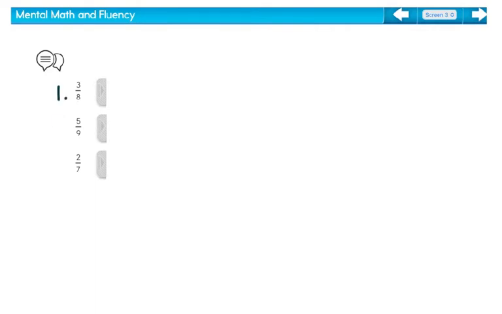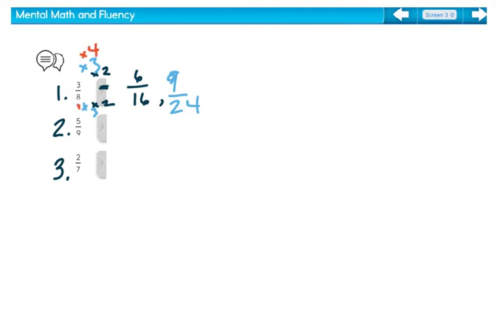So if I number these 1, 2, and 3, 3/8, I could multiply the numerator and denominator by 2 to get 6/16. That would be equivalent. Multiply it by 3, and I would get 9/24. Multiply the numerator and denominator times 4, and I would get 12/32. Now, would you go ahead and do 5/9 and 2/7? Find 3 equivalent fractions. Yes, you will need to pause your video. Don't just let it keep running.